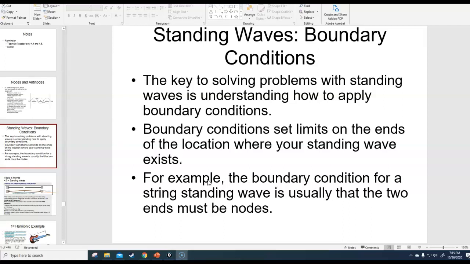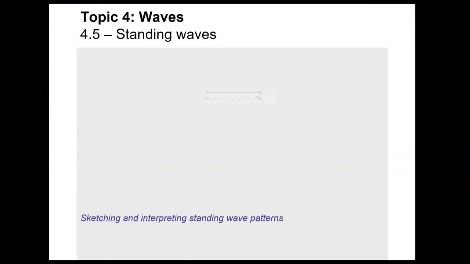Okay, so we're going to start off by talking about standing waves on a string, and the boundary condition that we're going to focus on for a standing wave on a string is that the two endpoints must be nodes. And in the last video we talked about how a node is a point on the wave which appears to not be moving. Okay, so let's take a look at what this looks like.